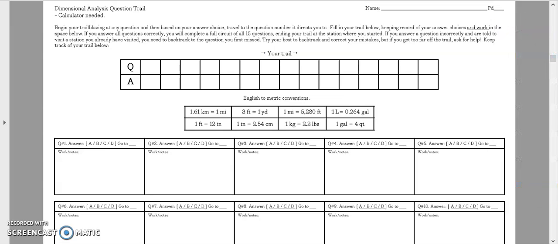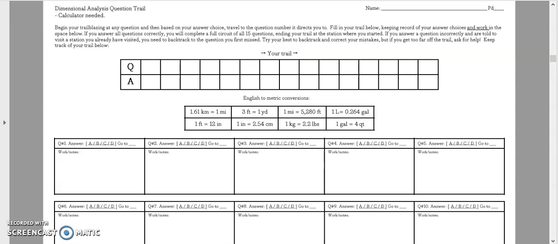Okay guys, so today after you've done all the practice assignments I've asked you to complete, we are going to do what's called a dimensional analysis question trail. If you look around the room, there are 15 different questions posted. These are all different types of dimensional analysis questions, and what you're looking at here on the screen is your answer sheet. Ms. Luton has it for you.